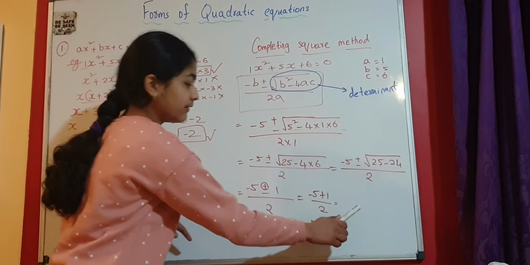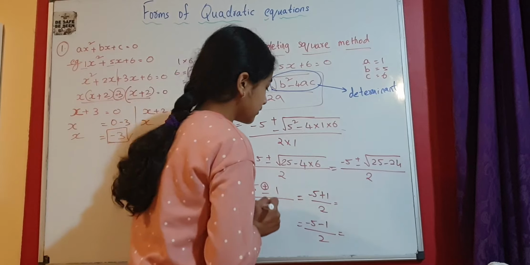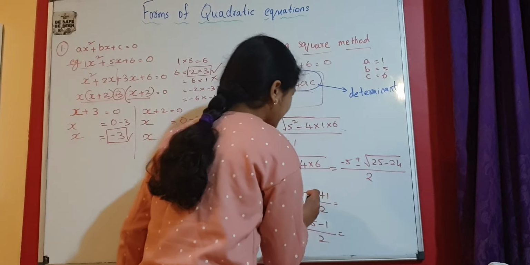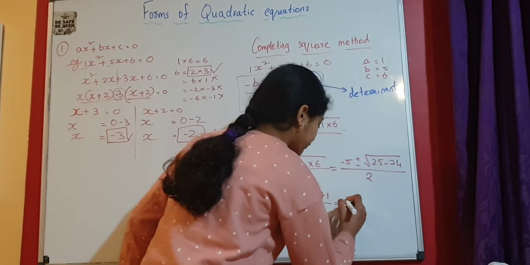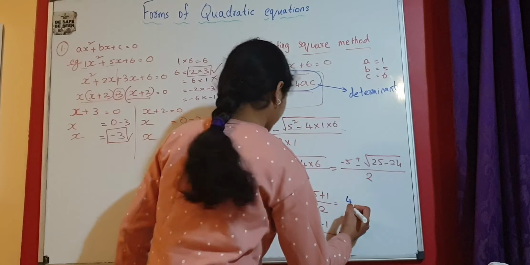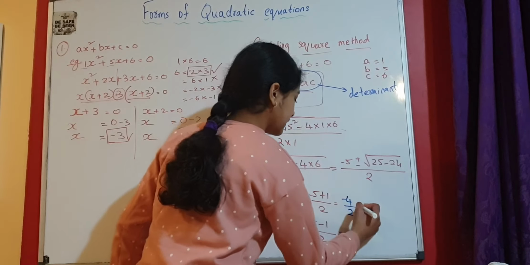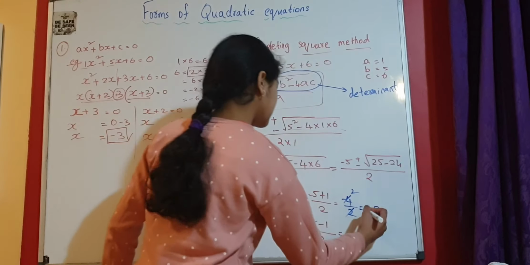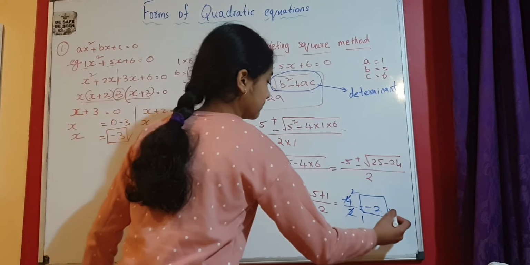Now if we solve, we will get the same answer. Let's see what we will get. So minus 5 plus 1, minus times plus is minus, so 5 minus 1 is 4, upon 2, and minus here. So 2 times 2 is 4, so we get minus 2. So minus 2 is one answer. So we got minus 2 and minus 2, the same thing.